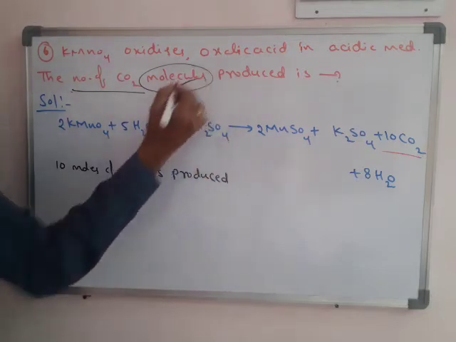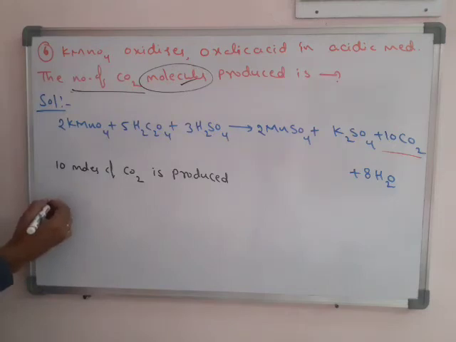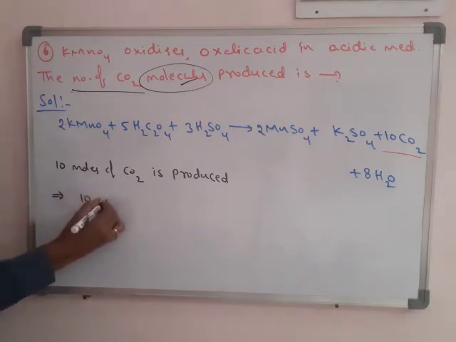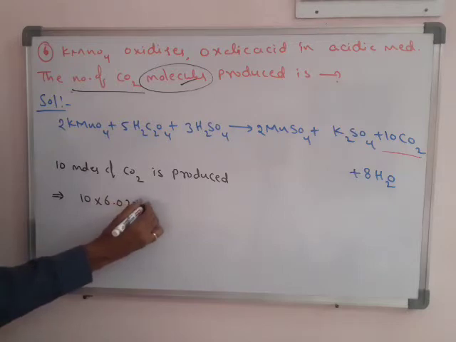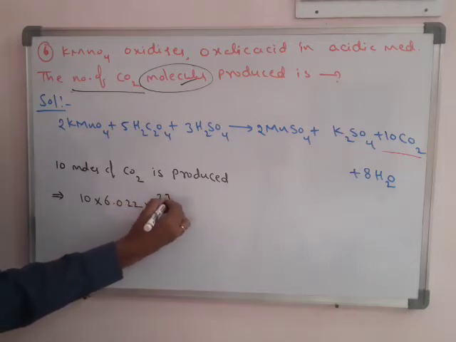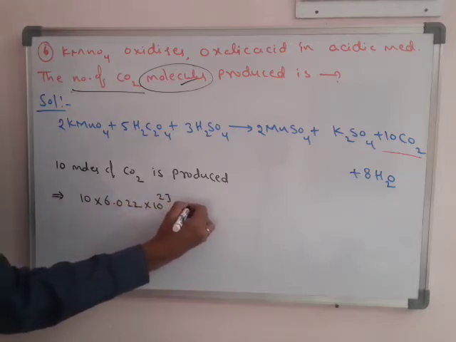But here it is given in terms of number of molecules. So in terms of molecules, 1 mole equals the Avogadro number. The 10 moles means 10 into 6.022 into 10 power 23.